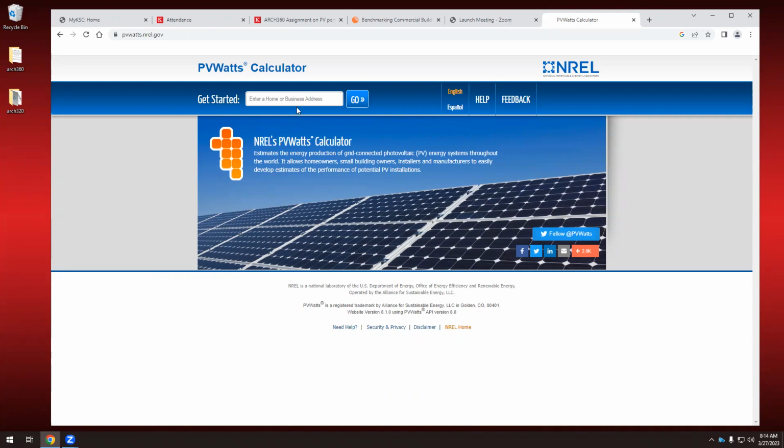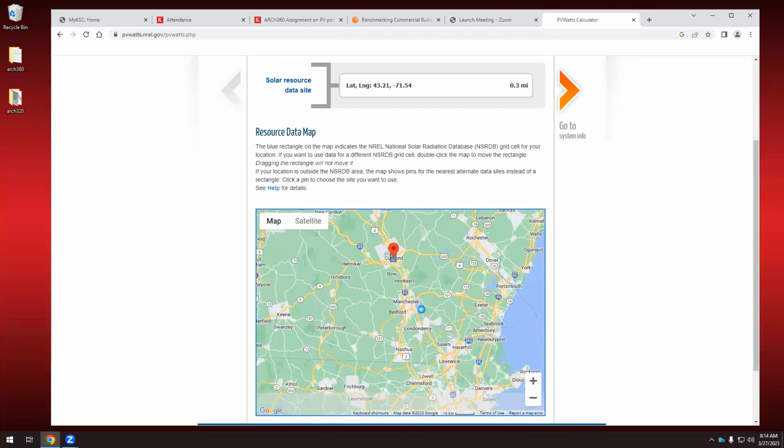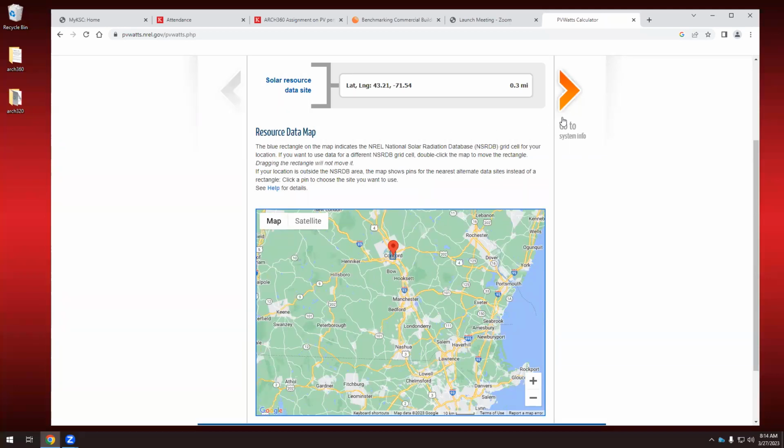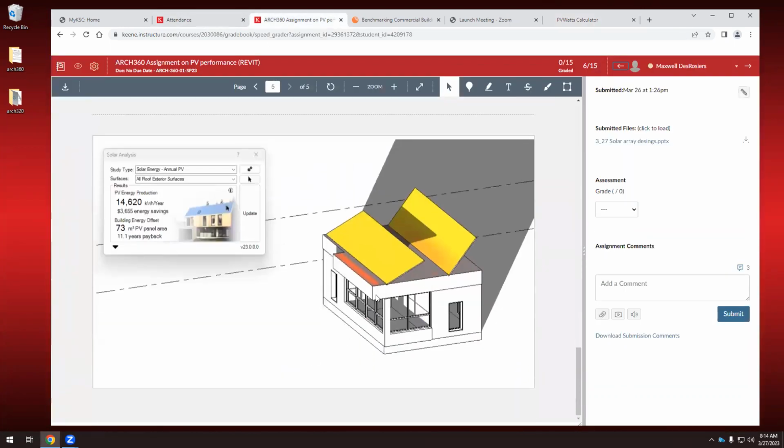We only have to type the location, if it's in Concord, New Hampshire. So check that it's the right Concord, because there are different Concords in this country. Then here we have the system info, and we have limitations. I mean, in Revit, we can create any shape with different angles, and we can create complicated things like this one. So here we have 2 different areas with 2 different tilts, and we can do that with Revit easily. Can we do this with PV Watts?